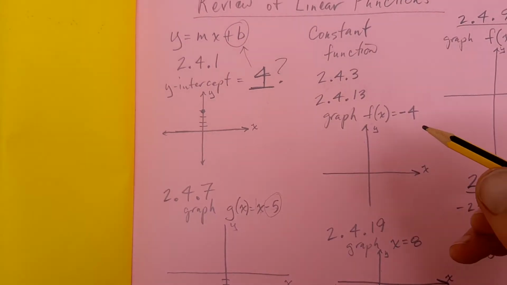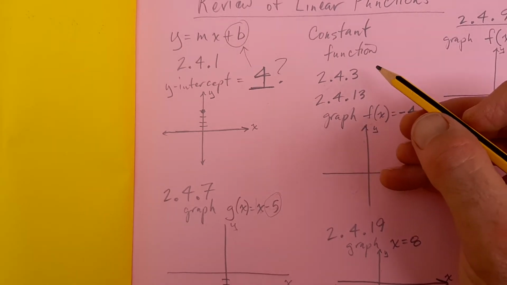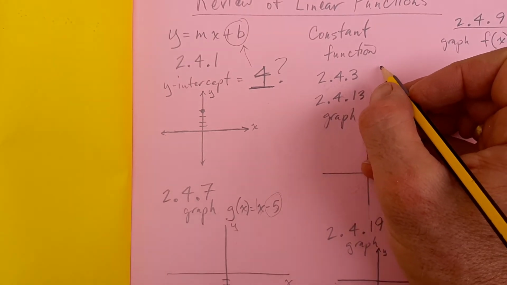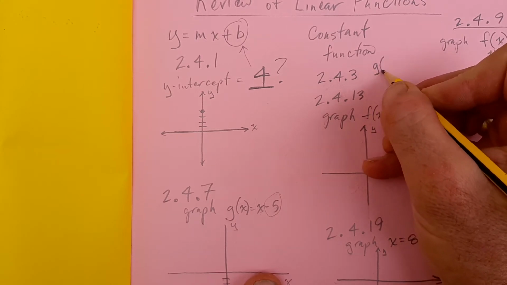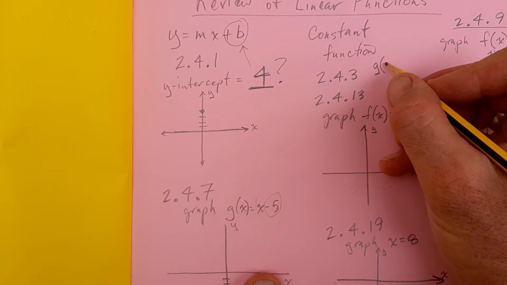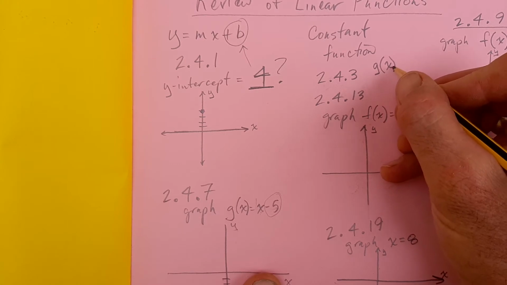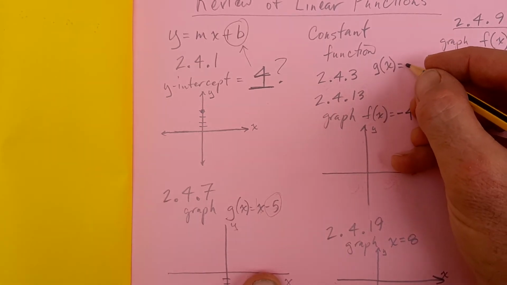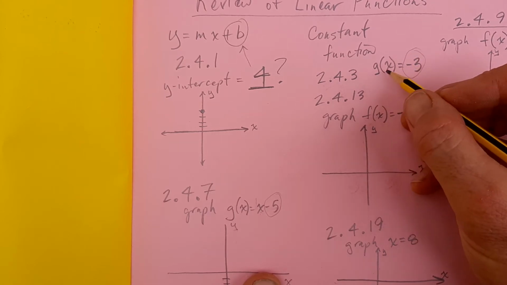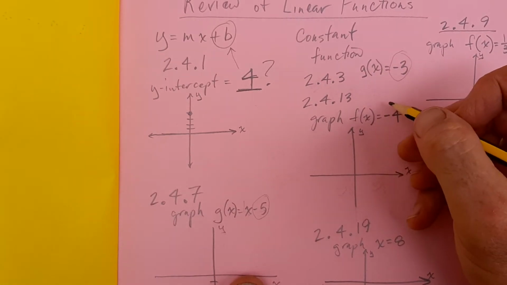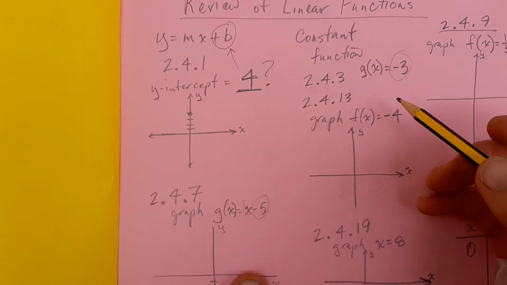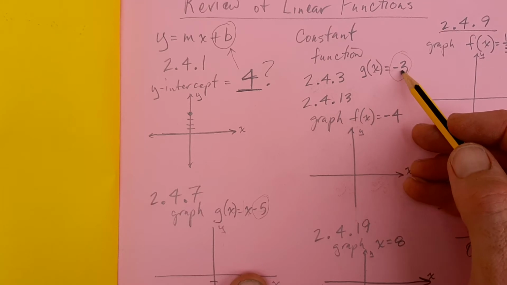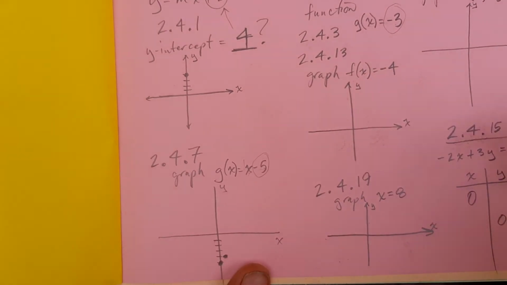Constant function. 2.4.3, which one is a constant function? Well, it's the one that no matter what I put in for x, I'm going to get a constant, whether it's negative 3 or whatever it is. This is what a constant function looks like. It has no x term, right? So no matter what x is, I get negative 3 for g of x.